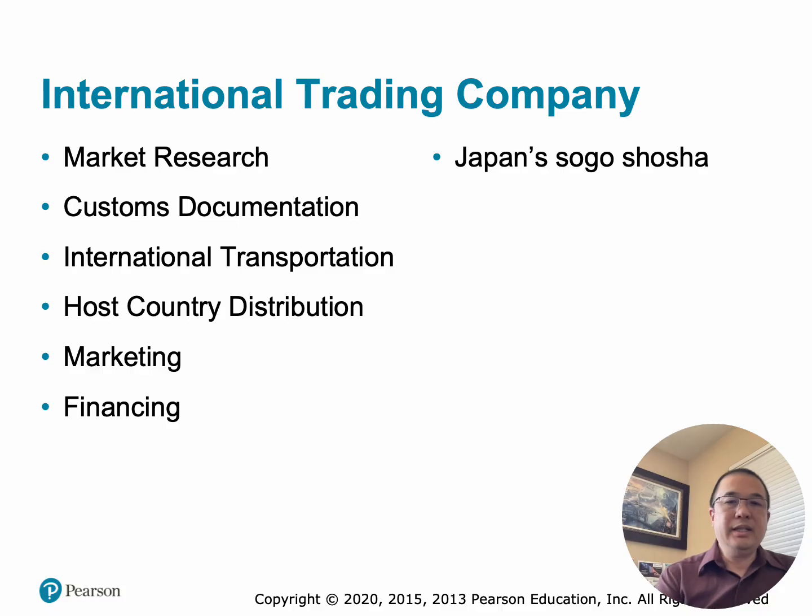Number five, marketing. The ITC helps promote products internationally. Activities include advertising, trade shows, distributor recruitment, sales promotion, and brand development. As an example, an ITC may help an American food producer market products in Japan. Number six, financing. International transactions often require financing. The ITC may provide trade credit, arrange letters of credit, finance inventory, and help manage currency risk. The benefit is that this reduces financial risk for exporters.